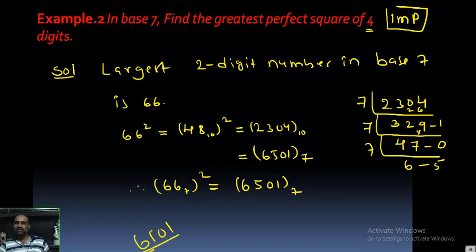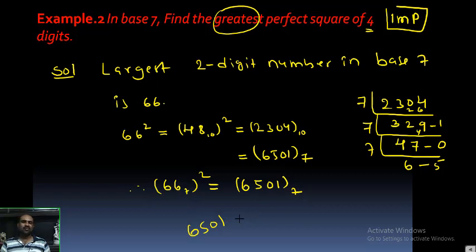6501 is a 4-digit number in base 7 which is a perfect square. So, Nana, 6501 is a perfect square number in base 7 having 4 digits. What is the question? Find the greatest one. 6501 may or may not be the greatest. How can you judge?